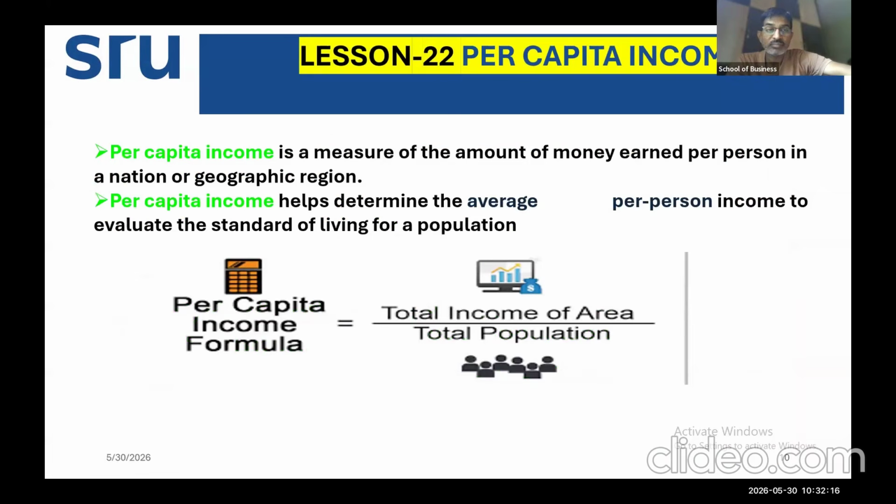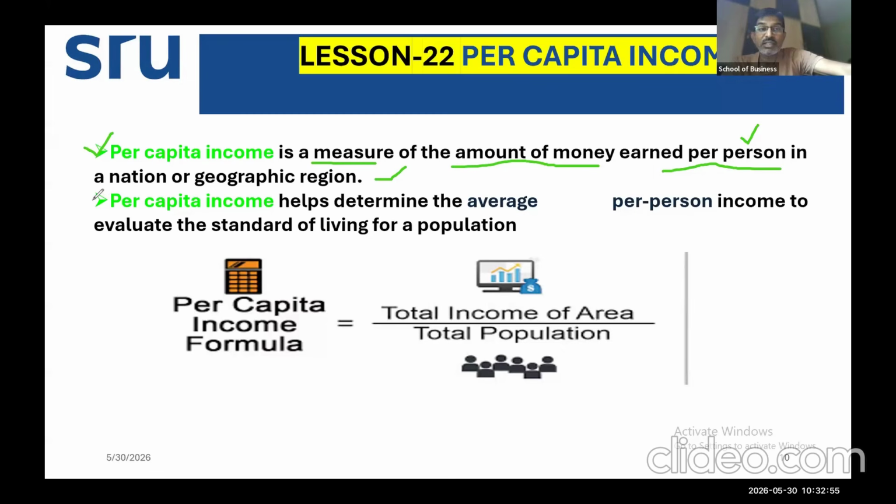Right. Now the next important concept. What is per capita income? It is PCI. What does PCI mean? Per capita income is the measure of the amount of money earned per person in a nation or a geographic region. It is the measure of the amount of money an individual, one person, is earning in a particular country, region, or local geographical location.